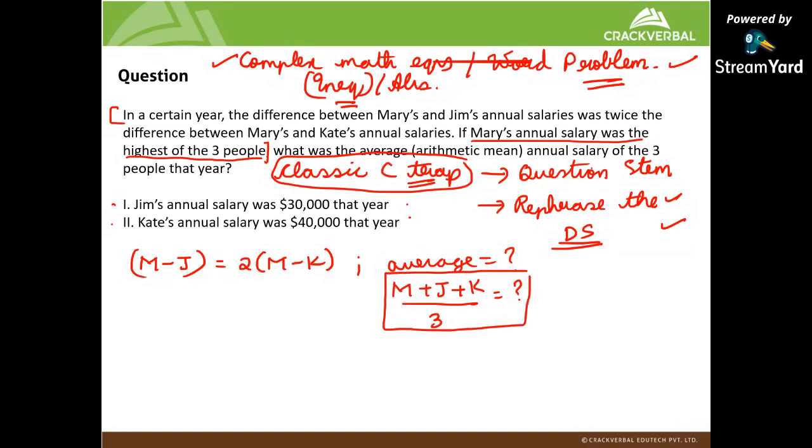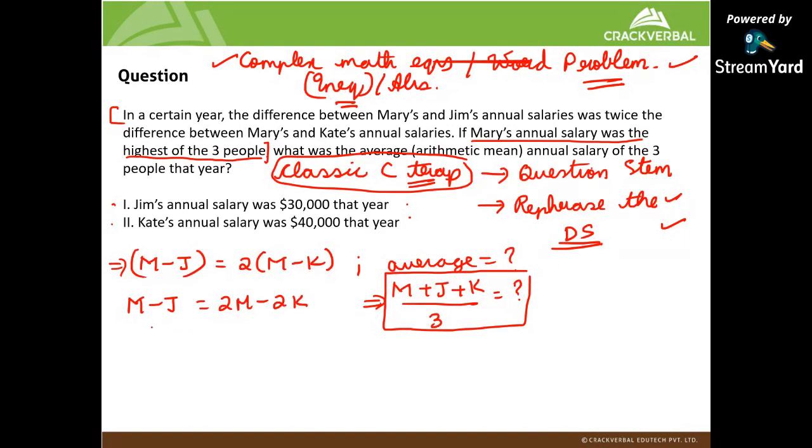If you write this down, you're basically working with the question stem. You know what the question is asking you. You can actually rephrase the data sufficiency better. So you see what I have? I have one equation here, and this is the equation I have to solve for. So instead of jumping into the statements, I can actually leverage that to my advantage. So M minus J is equal to 2M minus 2K.